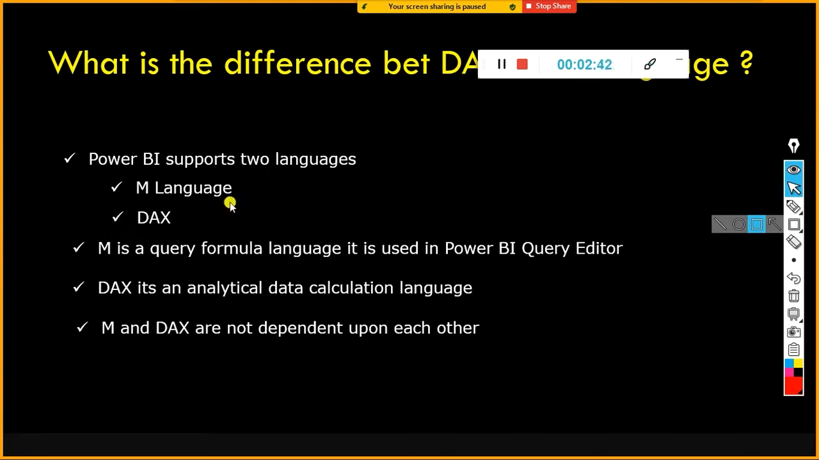DAX is an analytical data calculation language, and this is the M language, the Power Query Editor language. It is generated automatically, but we can customize it. We don't have to write the M script explicitly.